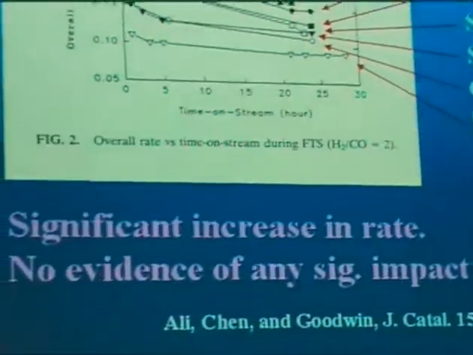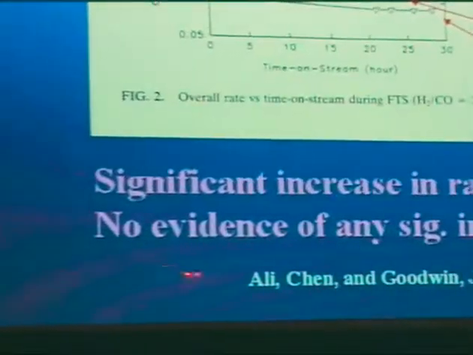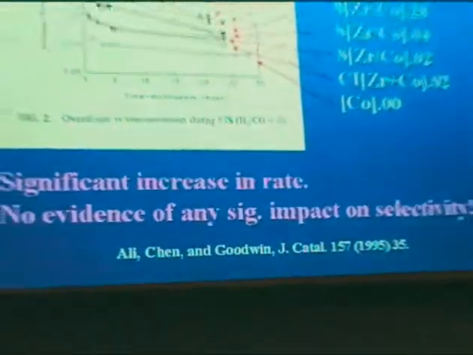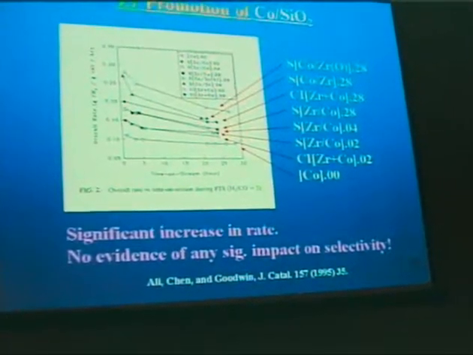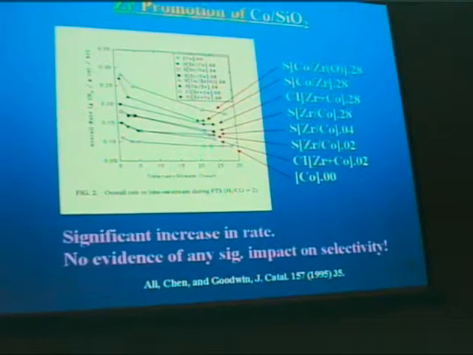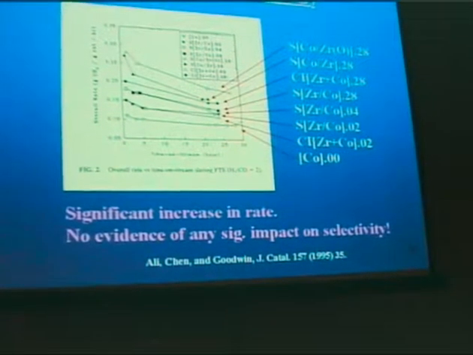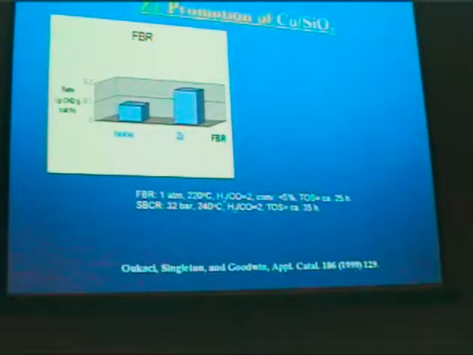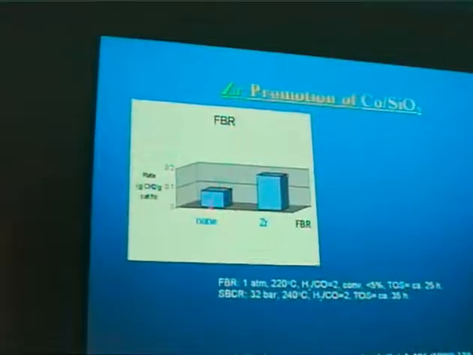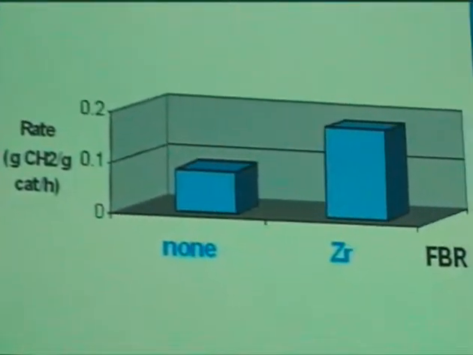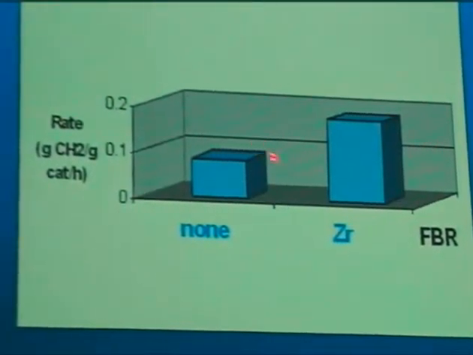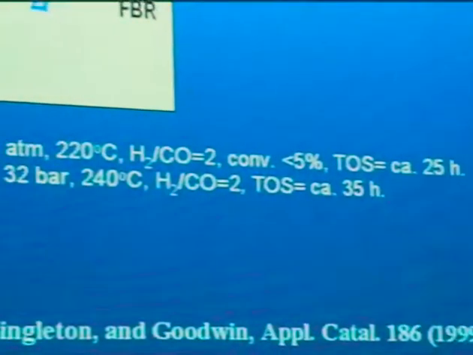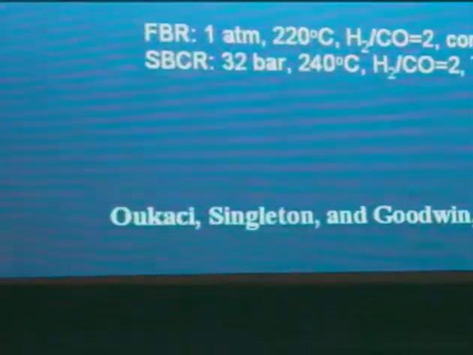So with zirconia on cobalt on silica, there's a significant increase in the rate and no evidence of any significant impact on selectivity. Now again, we're not talking small effects or whatever, but in terms of things that we've been able to see. What if we look at, this is a comparison of cobalt on silica and zirconia promoting cobalt on silica, and you see in a fixed bed reactor getting about a factor of 2 increase.